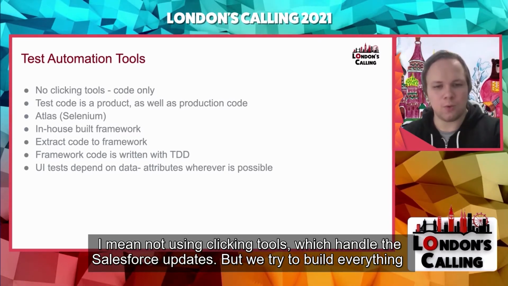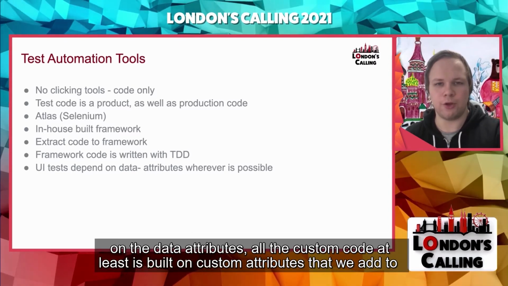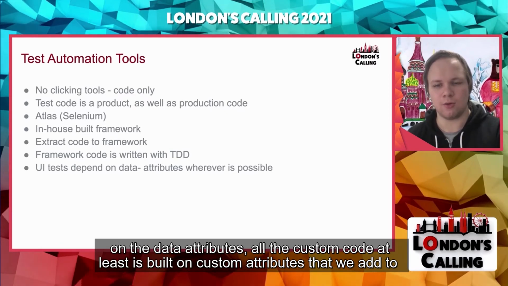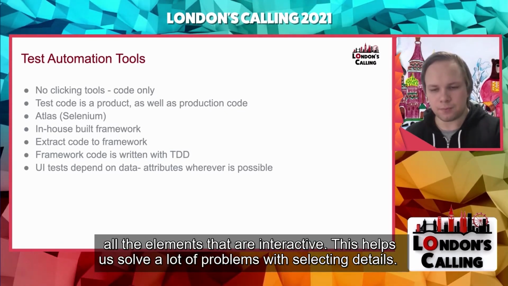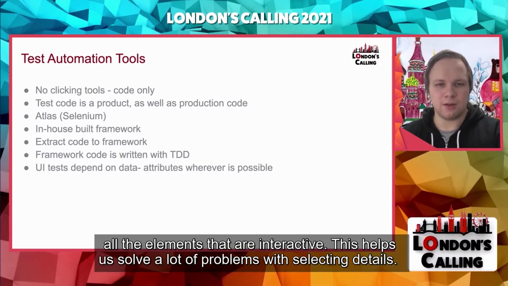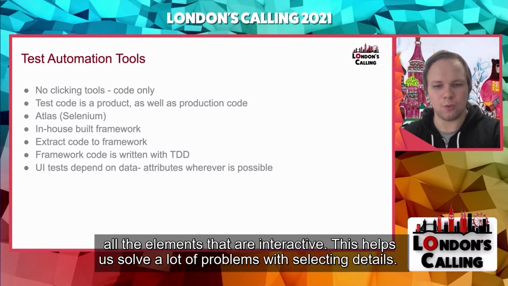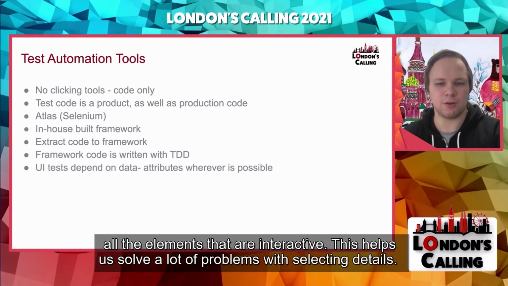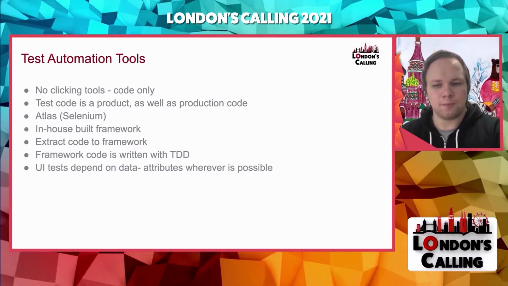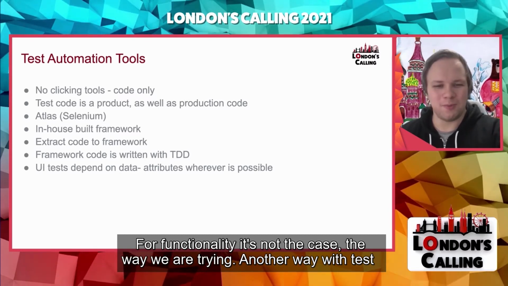But we try to build everything on the data attributes. All the custom code, at least, is built on data attributes, custom attributes that we add to all the elements we interact with. This helps us solve a lot of problems with selectors changing, with selectors maintenance. For standard functionality, it's not the case, but we're trying to live with it.